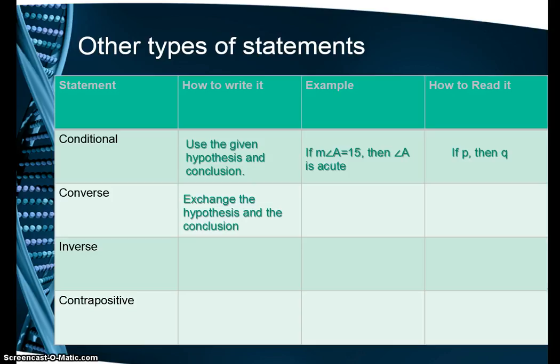So in our example, I'm going to switch everything. I call these the flip. So what that means is I'm going to say if angle A is acute, then the measure of angle A is equal to 15. Okay, so the if Q, then P.